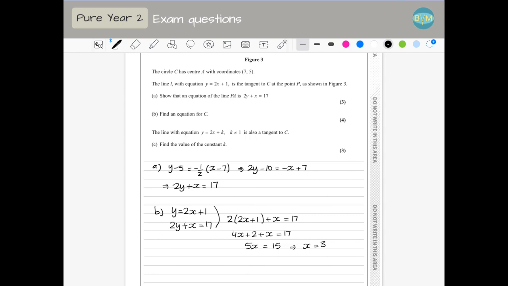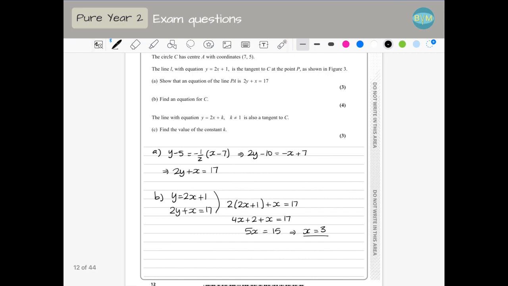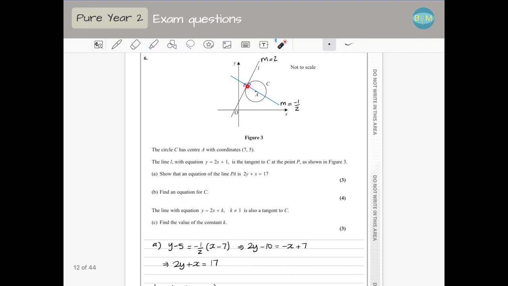That's the x coordinate. The y coordinate, I can find it from here. Either way we are going to get the same answer. So to find y, I'm going to do y equals 2 times 3 plus 1, which is 7. So my point P is going to be (3, 7). This is this point, and I have this point.